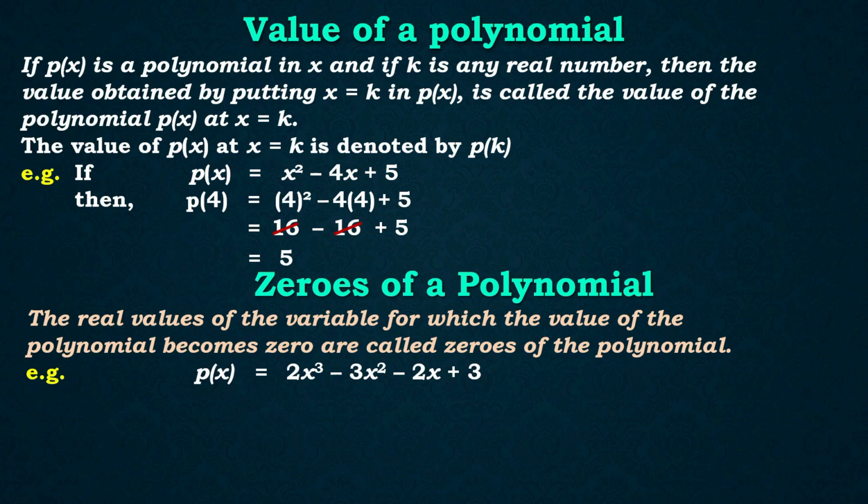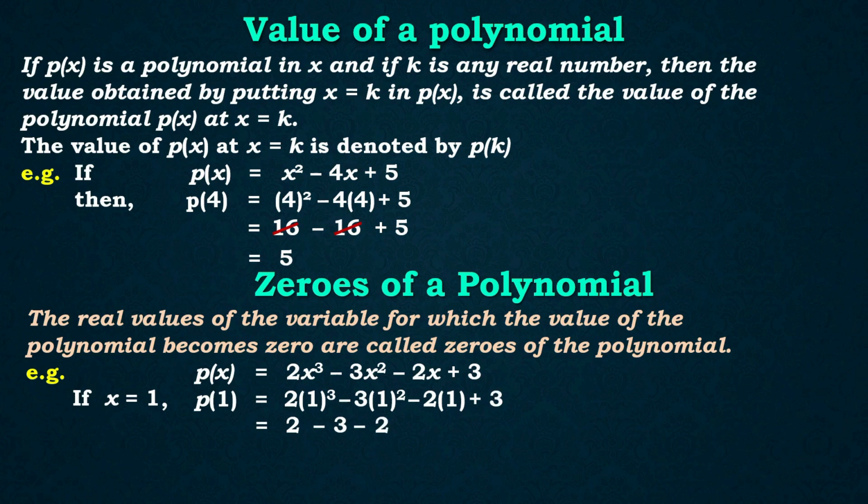Now substitute x equals 1. P of 1 equals 1 cubed minus 3 into 1 squared minus 2 into 1 plus 3. That is 1 minus 3 minus 2 plus 3, which equals 0. Since the value of the polynomial becomes 0 at x equals 1, we say that 1 is a zero of the polynomial p of x.